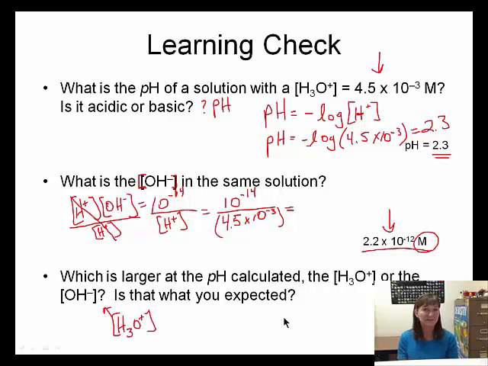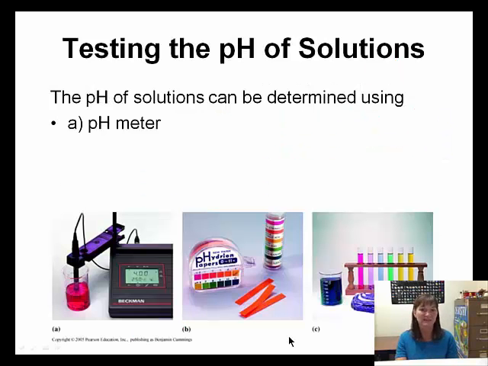Is this what you would expect? Well, I hope so, because if we have a pH less than 7, we better have a higher hydronium concentration and a lower hydroxide concentration. And this just mathematically proves that relationship.